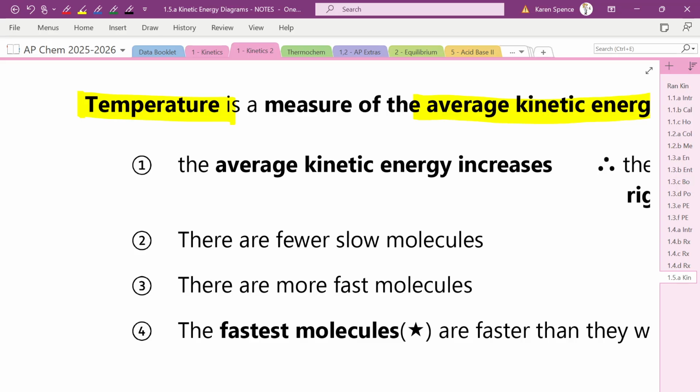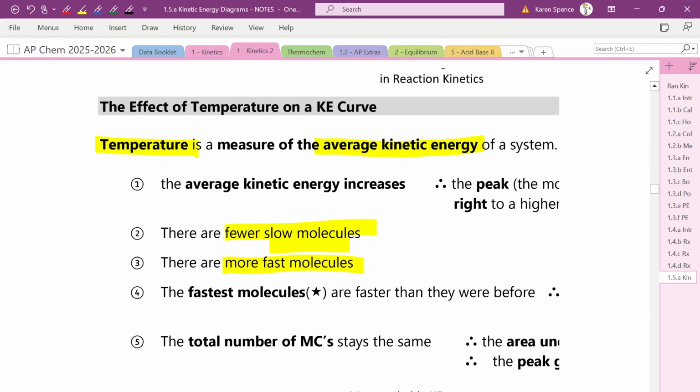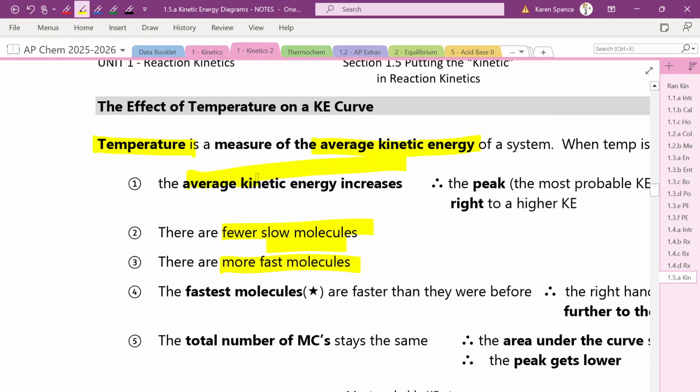What's going to happen to our most frequent number, our mode? It's going to move to the right because the most frequent temperature will move to the right. There are going to be fewer slow molecules and more fast molecules, right? So our average kinetic energy increases, therefore the peak moves to the right, because the peak is one of the averages, okay? There's several different averages, but that's one of them.